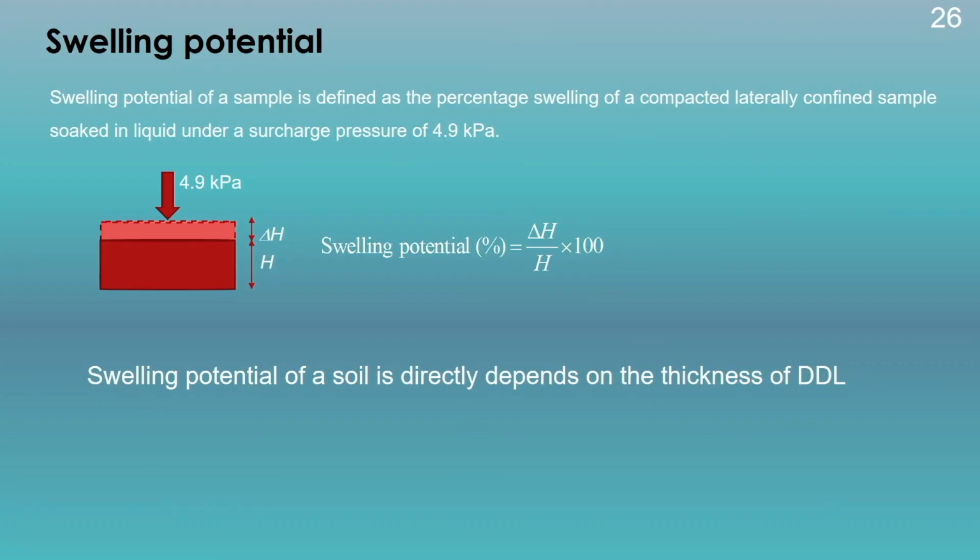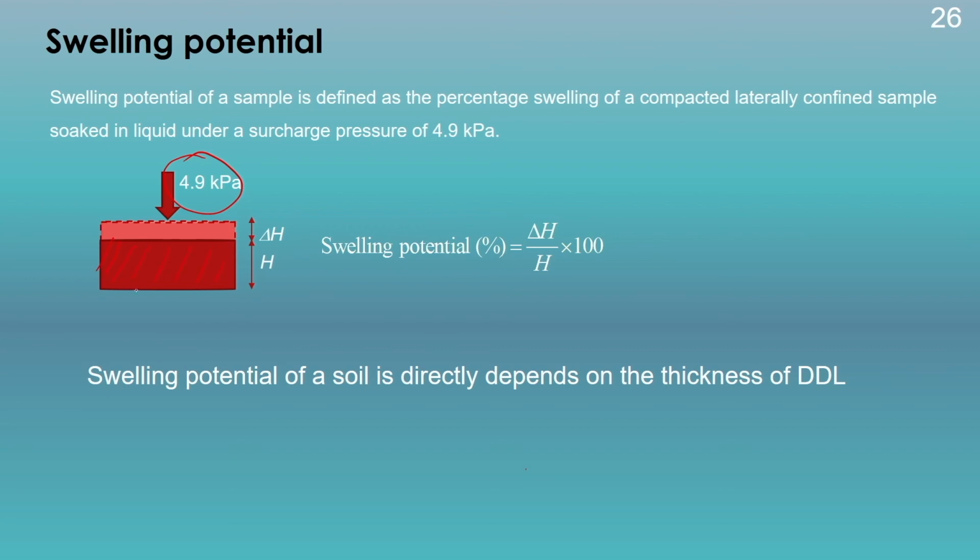Then we will talk about the different properties of different minerals. First, I will talk about the swelling potential. As we already learned, swelling potential is defined as the percentage increase in the volume of a soil when it is inundated with a liquid, or submerged in a liquid, under a minimum surcharge load of 4.9 kPa.